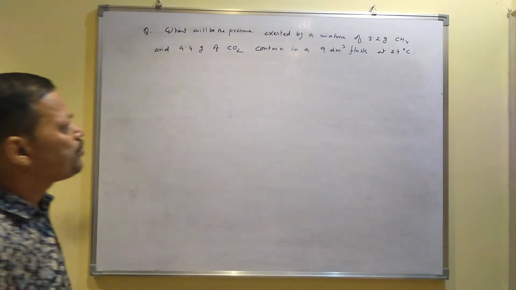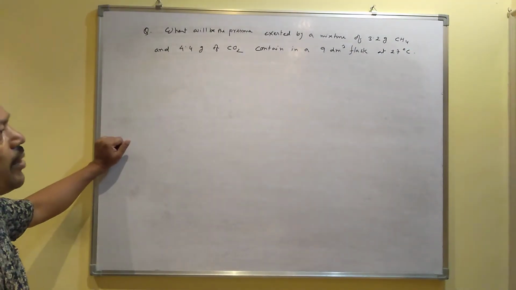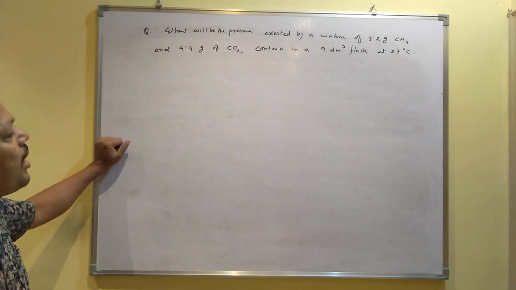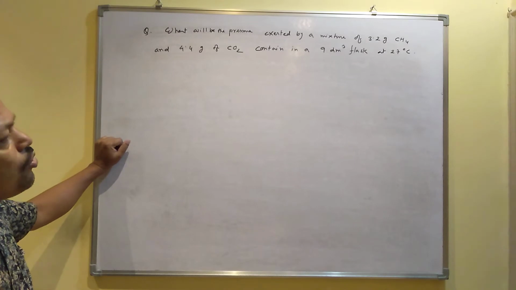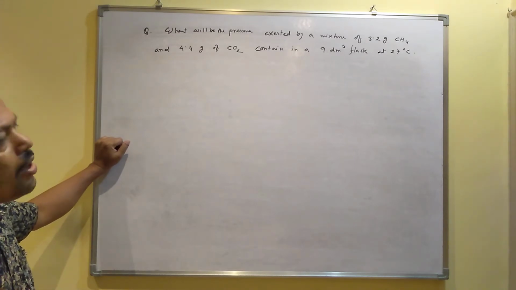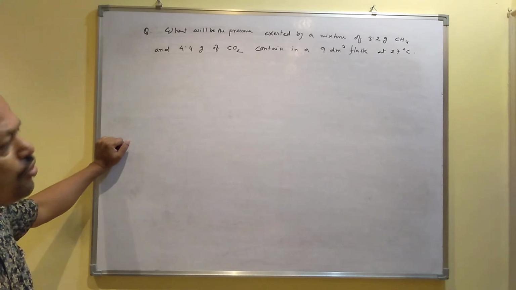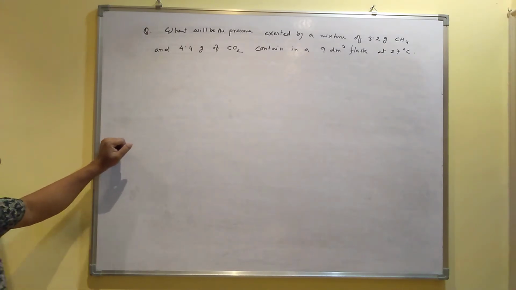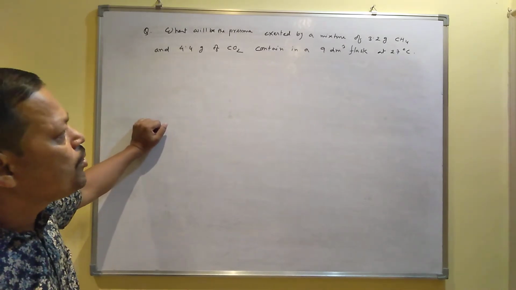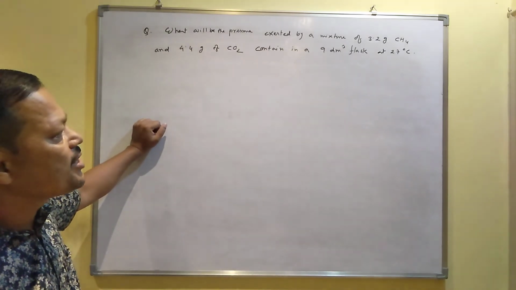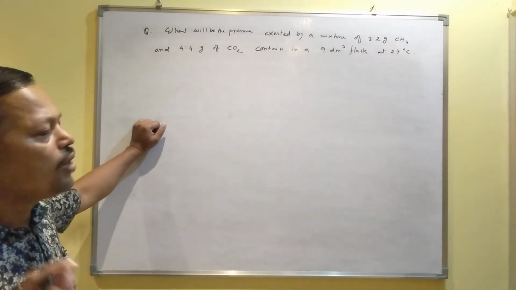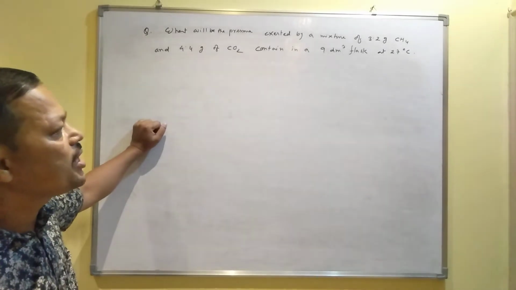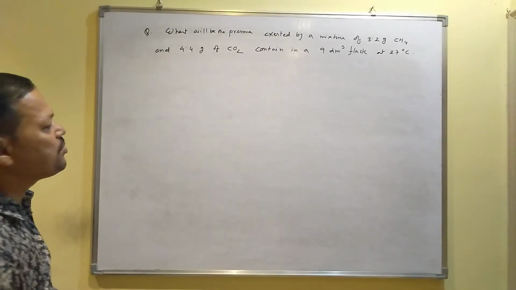So you have to determine the pressure exerted by a mixture of methane gas and carbon dioxide gas. The amounts of methane and carbon dioxide are given, the volume is given as 9 decimeter cube, 9 liter, and the temperature is also given. By using the ideal gas equation, PV equals nRT, you can find the total pressure exerted by the mixture. Here n means number of moles, so first you have to determine the number of moles of the gases, and after that you can put them in your ideal gas equation.